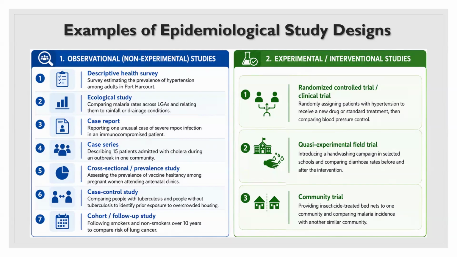So ecological is dealing with regions, not individuals. When you say you're doing an ecological study, you're not dealing with human beings. You're dealing with regions like local governments, countries, counties, districts. That's what ecological study is all about. A good example may be comparing malaria rates across local government areas and relating them to rainfall or drainage conditions. You can do this study comfortably in states in Nigeria, like in Rivers State where I live.